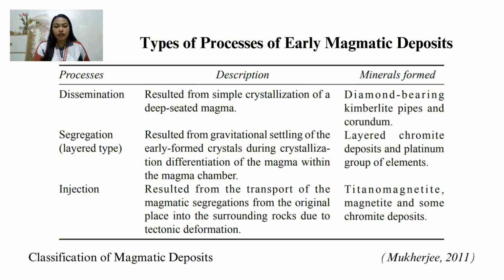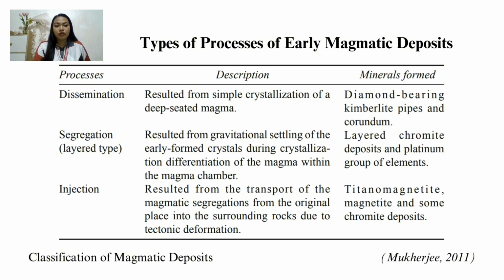First is the dissemination. It occurs when minerals crystallize from deep-seated magma and are distributed throughout the host rock. This process results in the formation of diamond-bearing kimberlite pipes and corundum deposits, which are both significant sources of gemstone and industrial minerals. Next is segregation, or layered type.